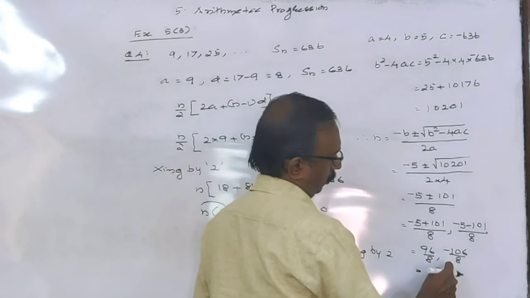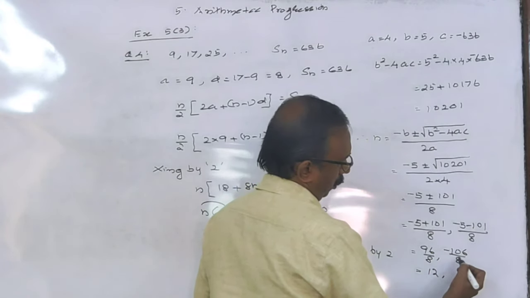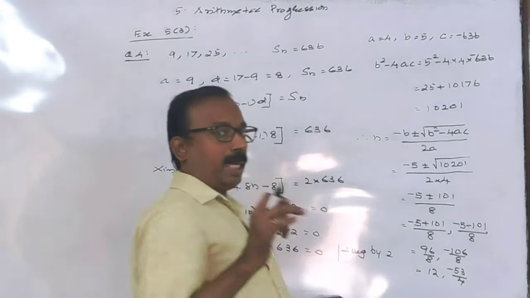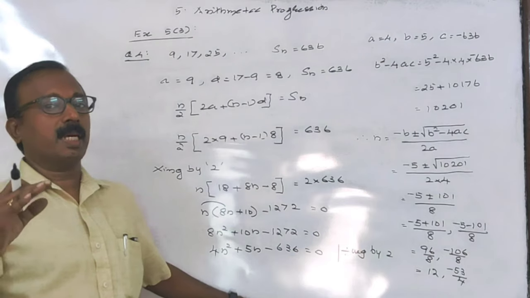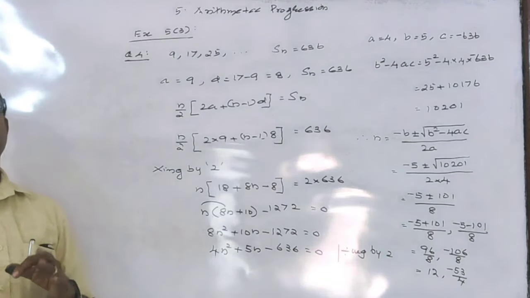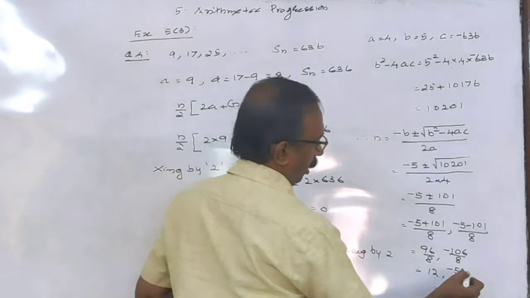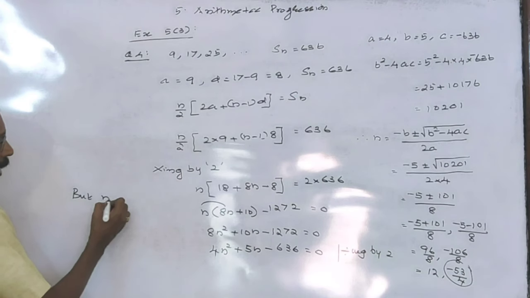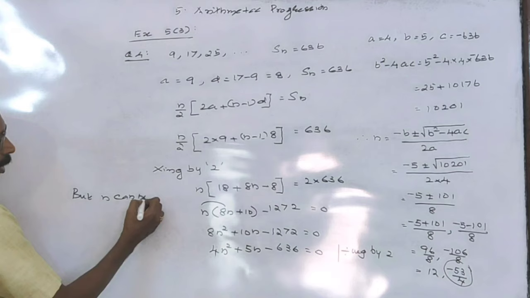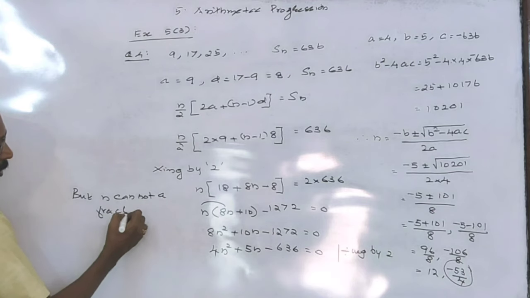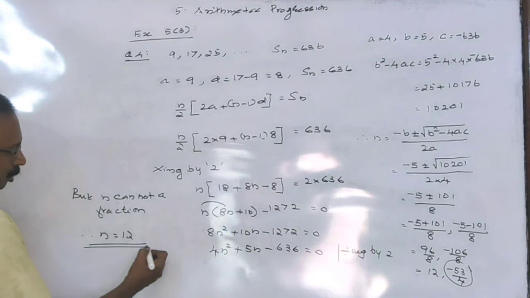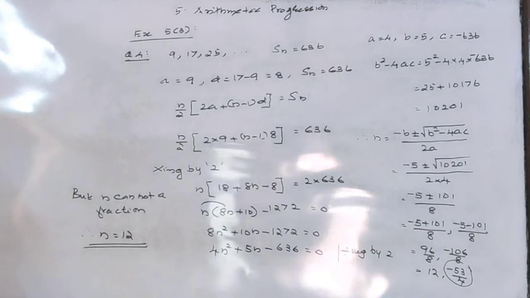Here we have n equal to 12 or minus 53 divided by 4. But n should be an integer. A fraction cannot be the number of terms, it should be an integer. So n cannot be negative, and n cannot be a fraction. Therefore, the value of n is 12.